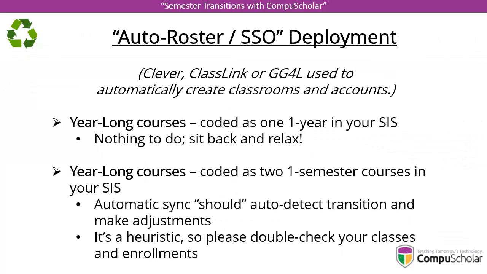So our automatic sync should detect this transition and make any necessary adjustments. So if your class name changes slightly from semester 1 to semester 2, if there's a slightly different mixture of student enrollments and so forth, the automatic sync should detect and handle that. However, this is a heuristic. It's an algorithm that attempts to do some matching because the Clever, ClassLink and GG4L data doesn't actually tell us that you're transitioning between these two courses. So we have to kind of guess and figure it out on our own.